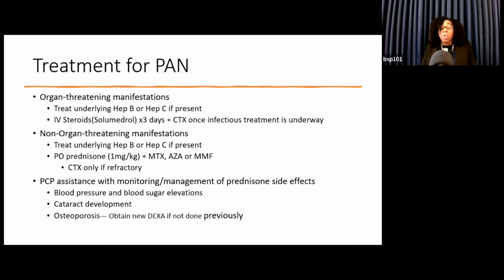But if a person had a relapse, then you would go to cyclophosphamide or rituximab to make sure you get the disease under control. And once again, since these patients will be on steroids for a long time, we appreciate assistance with monitoring for high blood pressure, high glucose, as well as cataracts and osteoporosis.